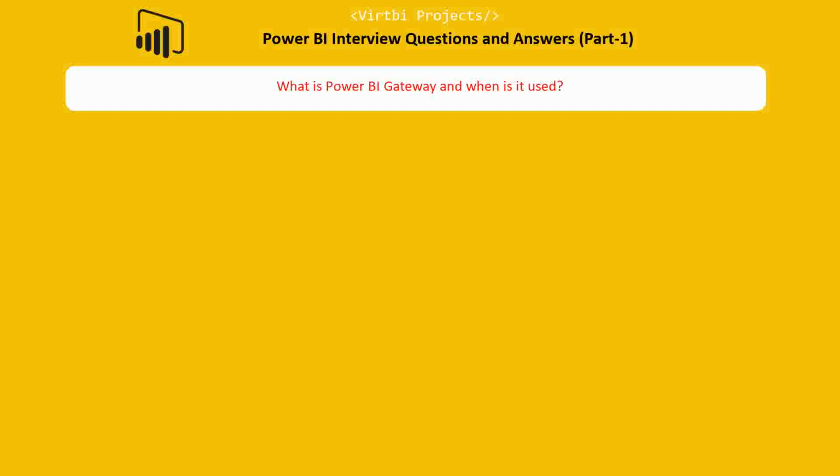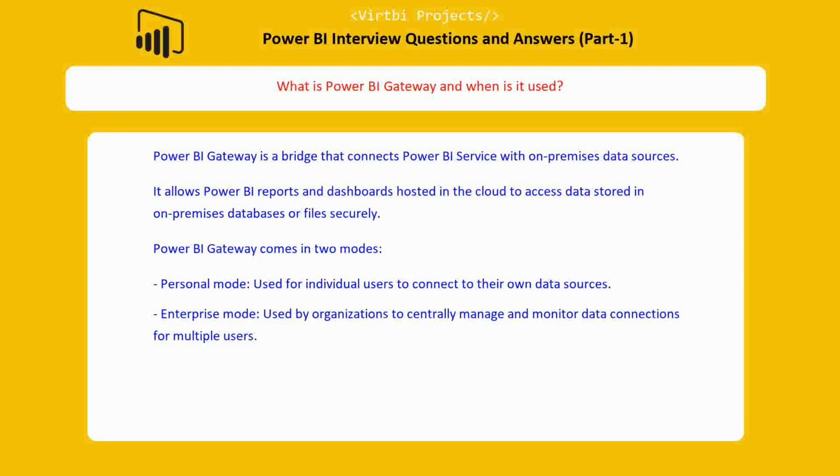What is Power BI Gateway and when is it used? Power BI Gateway is a bridge that connects Power BI Service with on-premises data sources. It allows Power BI reports and dashboards hosted in the cloud to access data stored in on-premises databases or files securely. Power BI Gateway comes in two modes. Personal mode, used for individual users to connect to their own data sources. Enterprise mode, used by organizations to centrally manage and monitor data connections for multiple users.